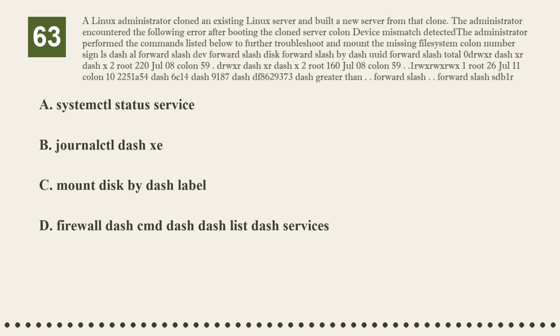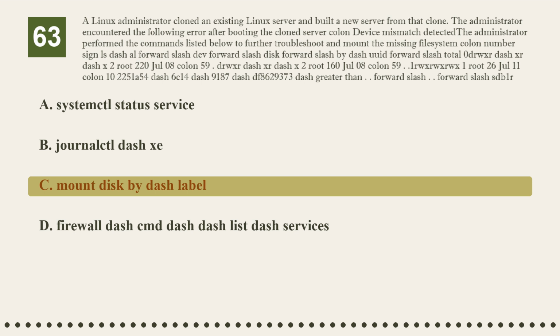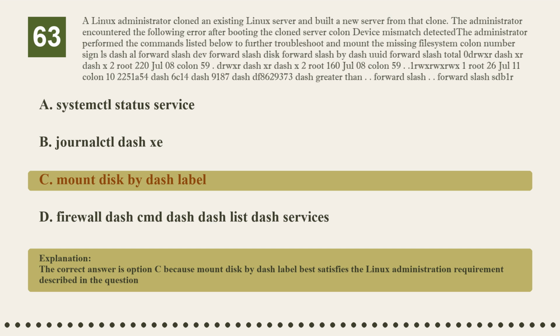Option A, systemctl status service. Option B, journalctl. Option C, mount disk by label. Option D, firewall-cmd --list-services. The correct answer is option C, mount disk by label. The correct answer is option C because mount disk by label best satisfies the Linux administration requirement described in the question.